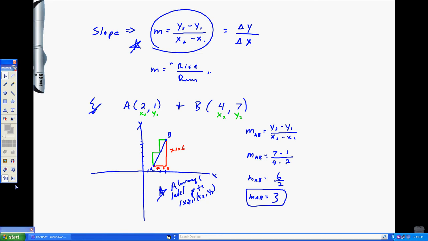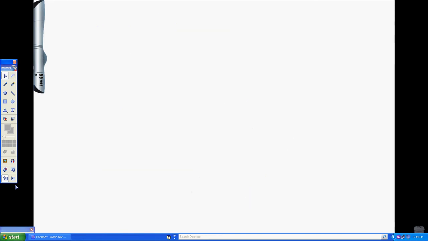So let's do another example. If I said, calculate the slope of the line joining the points (-4, 6), we'll call this P, and Q, (5, -3).